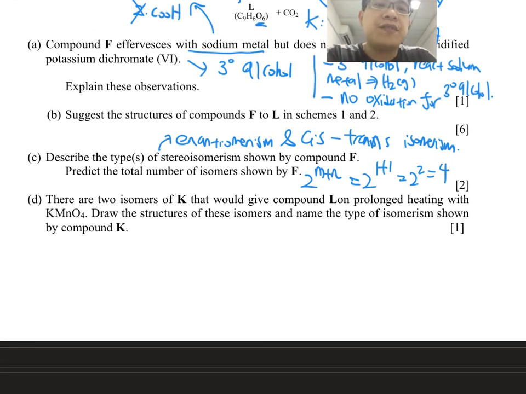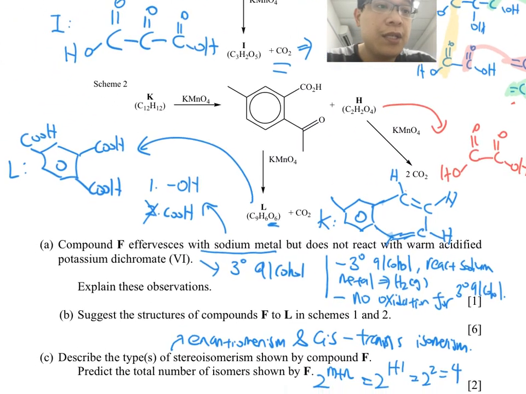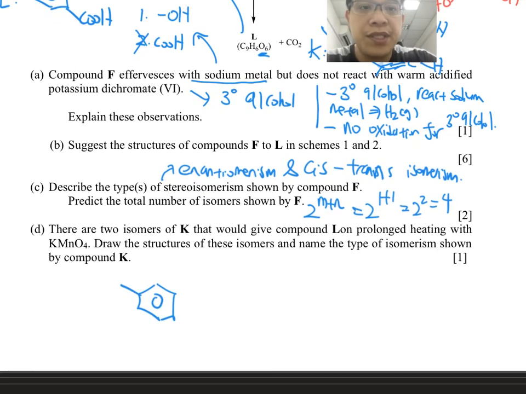Now, there are 2 isomers of K that will give compound L on prolonged heating with KMnO4. Draw the structure of these isomers and name the type of isomerism exhibited. So right now we have K. So maybe let me just draw the K structure. I think just now we determined what K is already. This is this. Then let me just refer to the above. Okay, let me just check. Okay, K here. So let me just draw the skeleton.